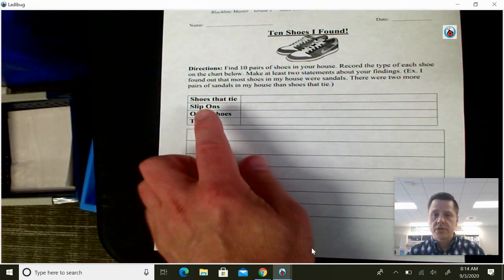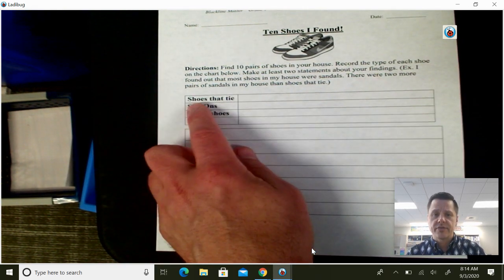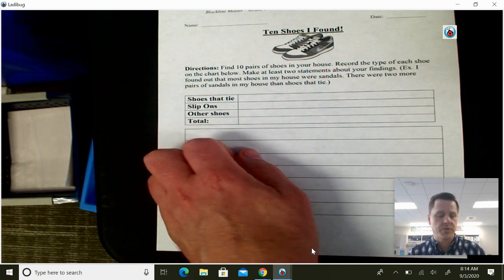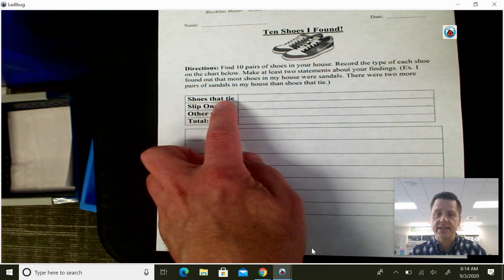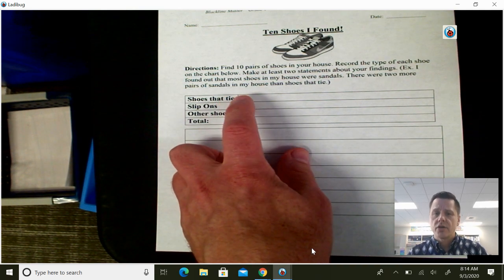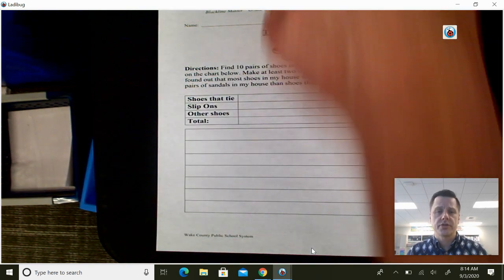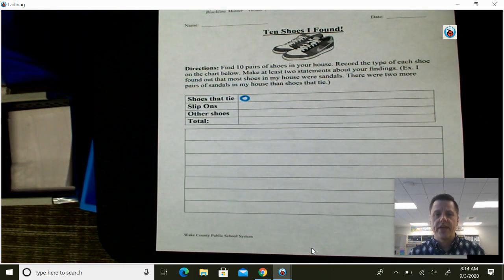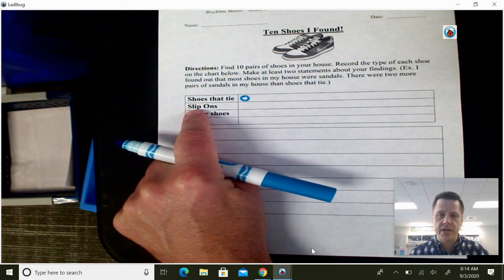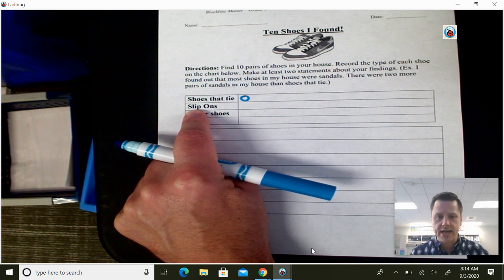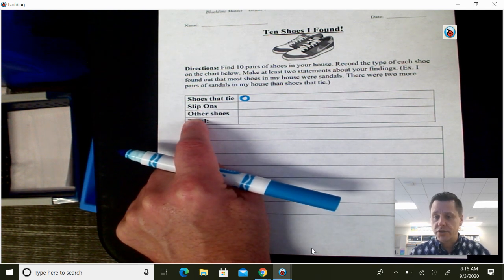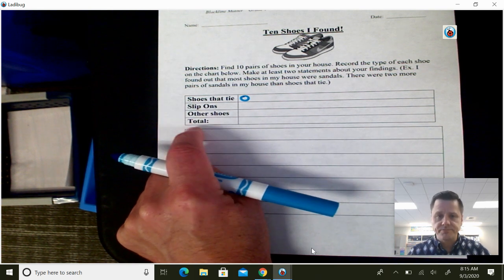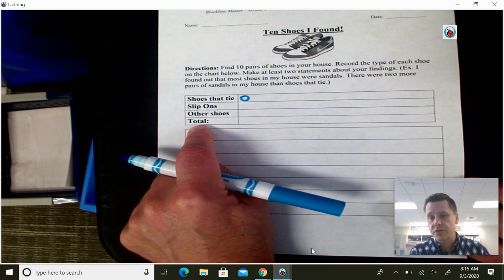So what I would do is look around the house, like ask if you can find some of mom's shoes or dad's shoes or brother or sister's shoes. And then you need to look, are they shoes that tie? If they are, you should probably put maybe a circle here. That might be the easiest way to do it. And then you can look and see, is it a slip-on shoe, one that doesn't need to be tied? Is it another kind of shoe, like maybe mommy's high heels or a sandal? And then you figure out how many shoes you figured together.